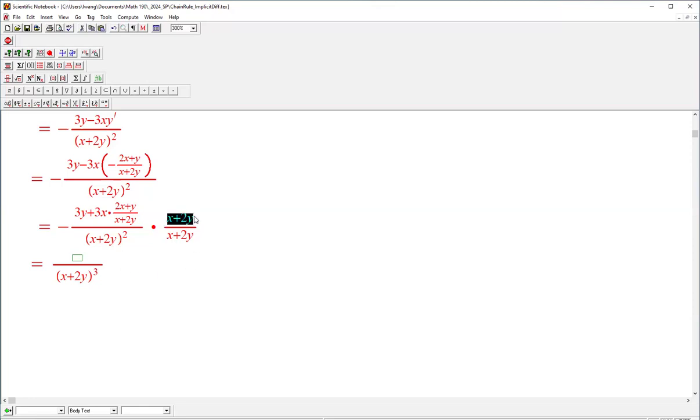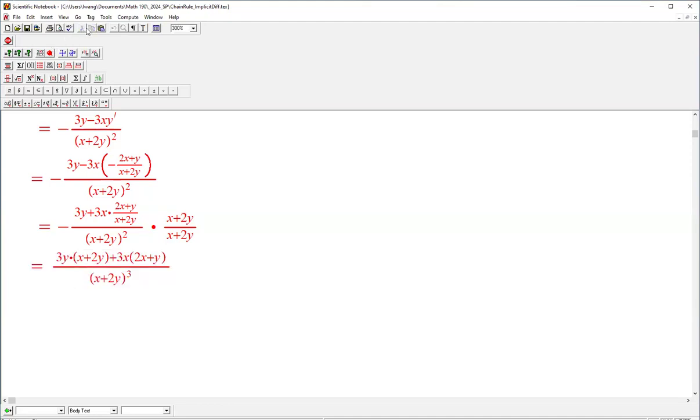Okay, and x plus 2y multiply 3y, right? So 3y multiply x plus 2y. That's not squared, okay? Because I just multiply x plus 2y to 3y plus 3x multiply 2x plus y, x plus 2y. So these two reduced. So the second term, I would just have 3x multiply 2x plus y. We're closer to the end. We're closer to the end, finally.